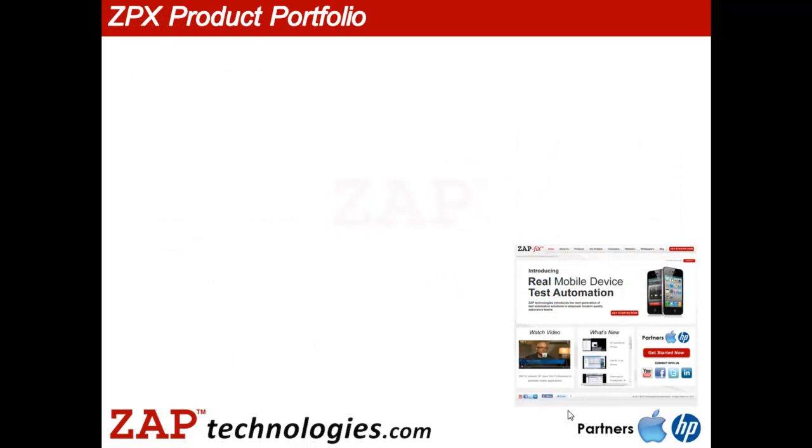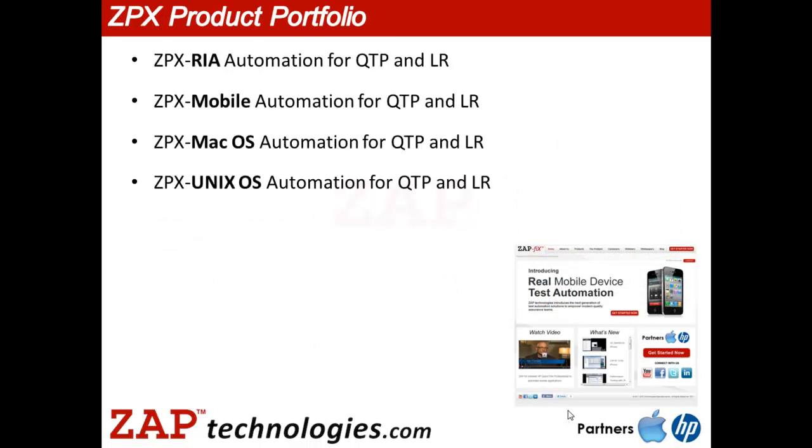I want to talk a little bit about the ZPX product portfolio. ZPX is defined based on four modules. It's ZPX for rich internet application, which allows all Windows platform automation and specific rich internet application automation. It's ZPX for mobile, which allows automation of real devices. It's ZPX for Mac operating system, which allows automation of native Mac applications and the iOS emulators. And ZPX for Unix operating system.